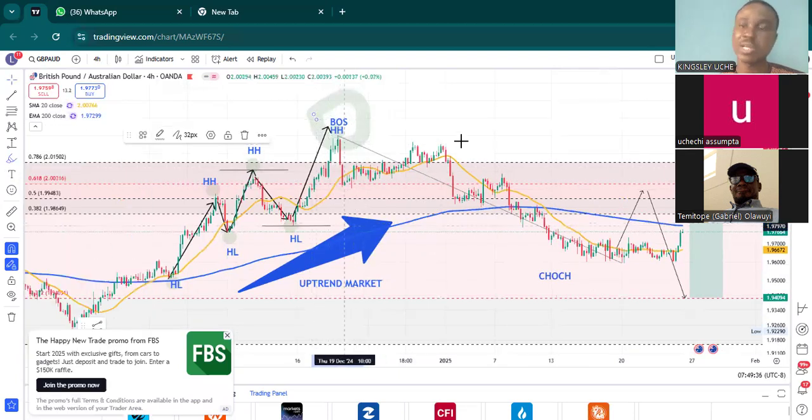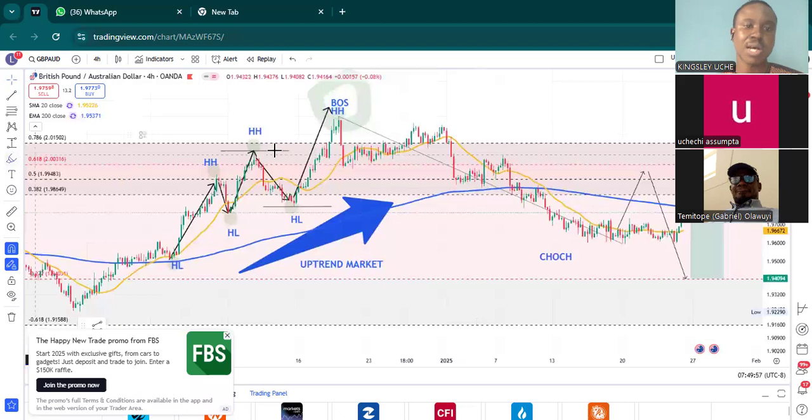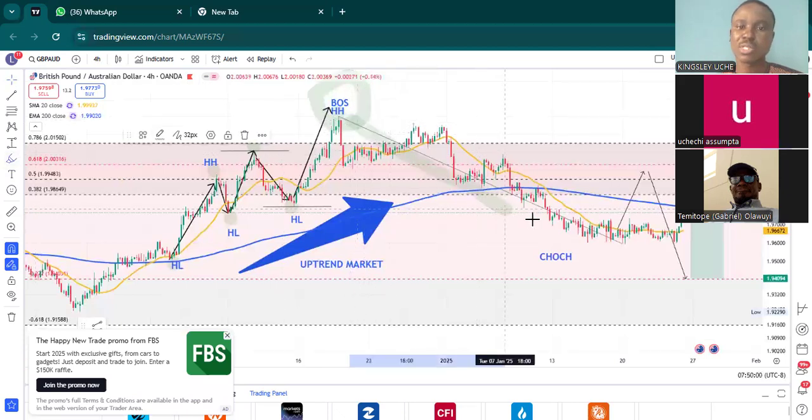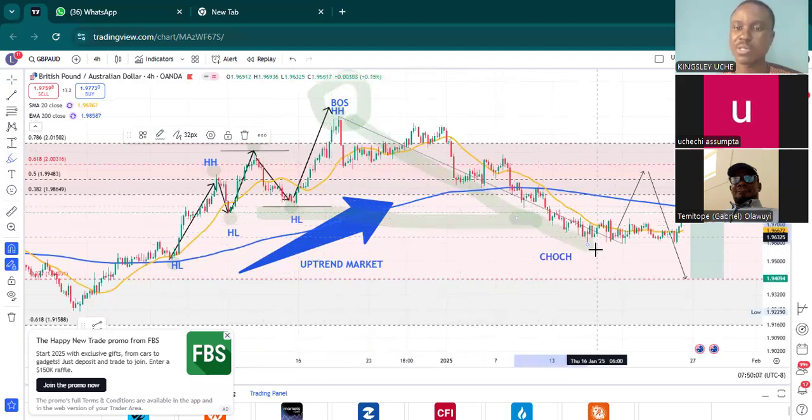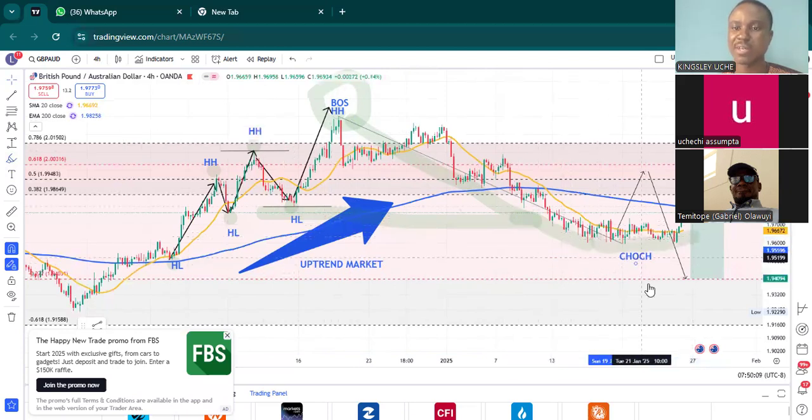On the AUD CAD, you can see it came down because it's a downtrend, so the break of structure will come from below. Whereas on an uptrend market, the break of structure will be coming from above. So our focus point here is the BOS, the third higher high. Now we want to see price come down towards this level. It needs to cross the previous higher low, to form a change of character, which is what we have here.